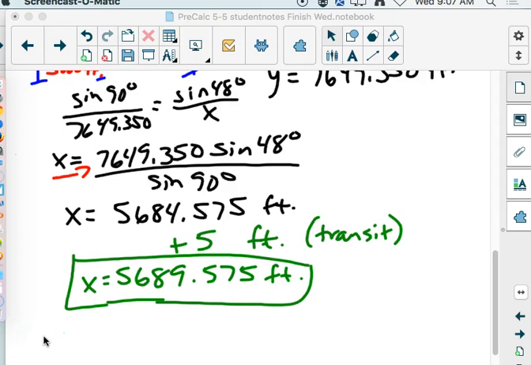5,689.575. So, do we need to go into any more depth? Did somebody punch this in and not get that? So I can redo it up here and we can talk about it together.